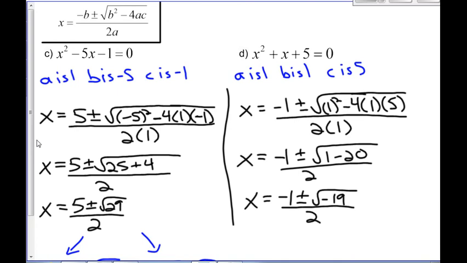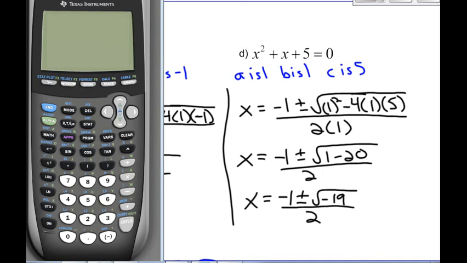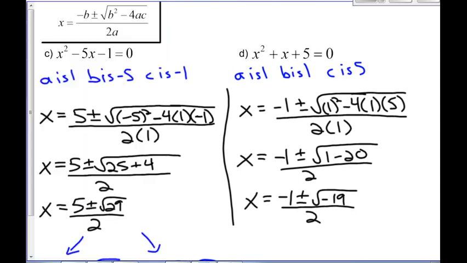Square root of negative 19. I've never seen that before. Let's check out what that is, if my calculator will come up. There we go. So square root of negative 19. Ooh, it is not happy. Non-real answer. That's right, you can't take the square root of a negative number. So this right here is trouble. It doesn't exist. We would say no solution, or no real solution, no real roots.